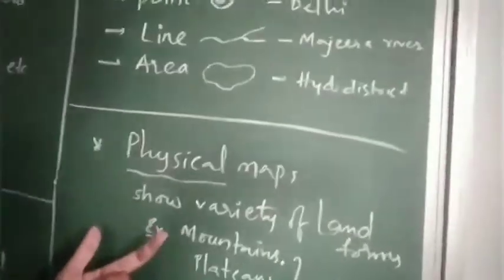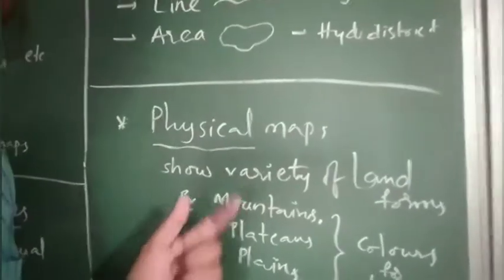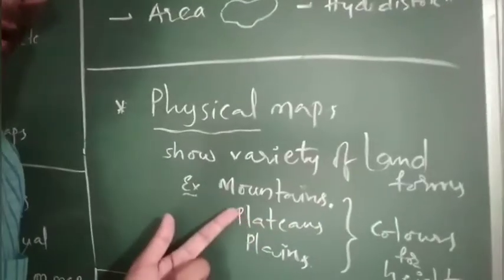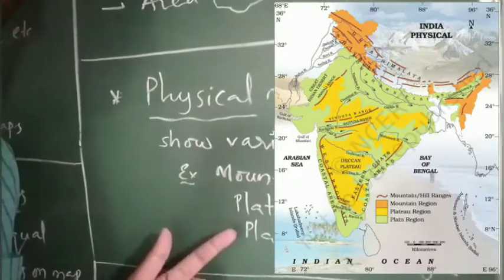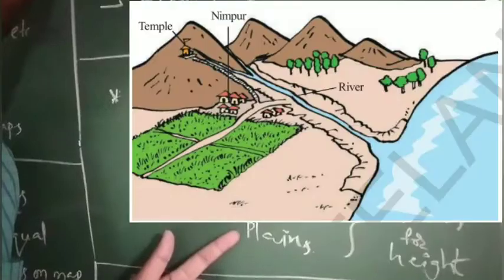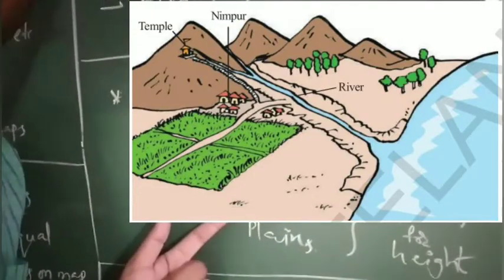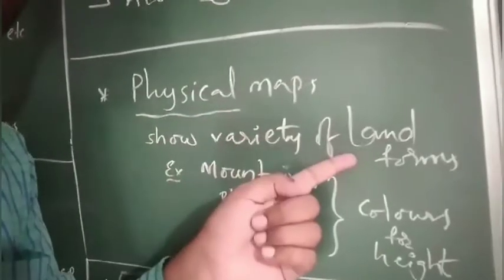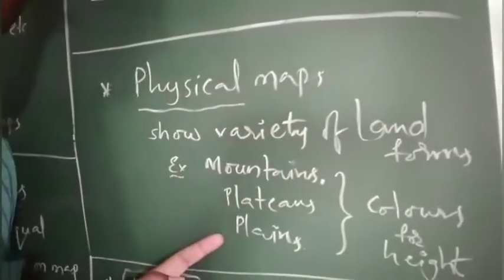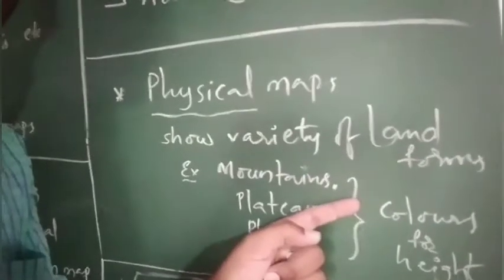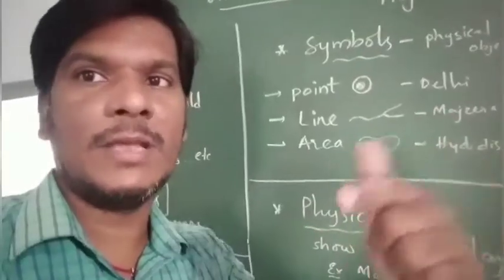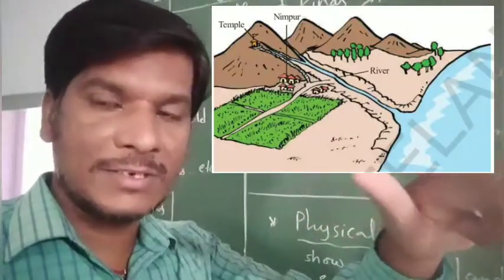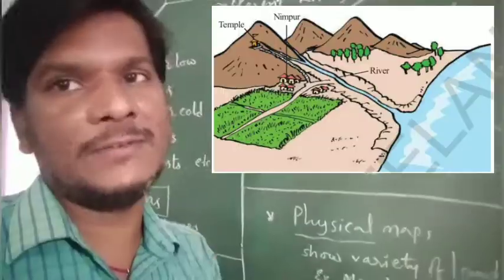Next, physical maps. Physical maps show a variety of landforms, meaning what kind of land it is, whether it has mountains or plateaus or plains. Different kinds of landforms are shown in a physical map with color. It gives information about landforms like mountains, plateaus, plains with color, showing their height. Where we have mountains, plateaus, plains, what the nature of the terrain is, what kind of land it is, we will understand by the heights map.